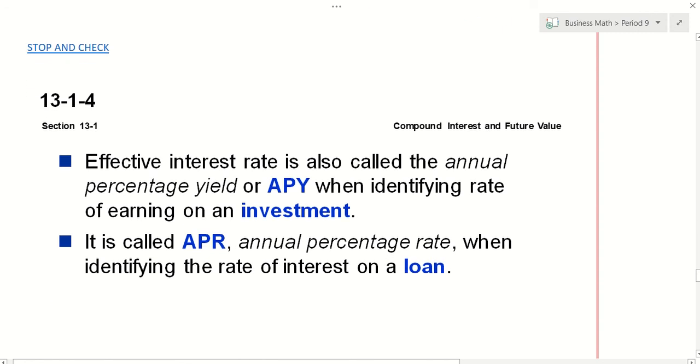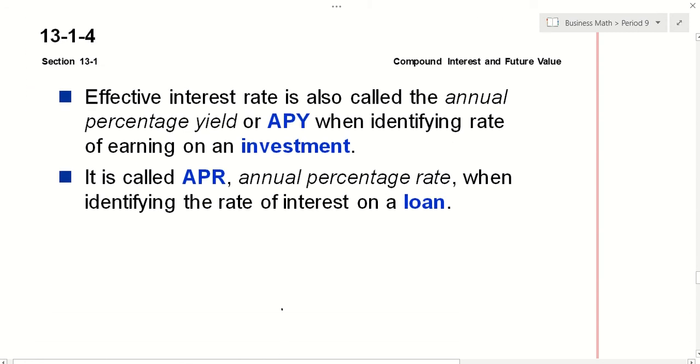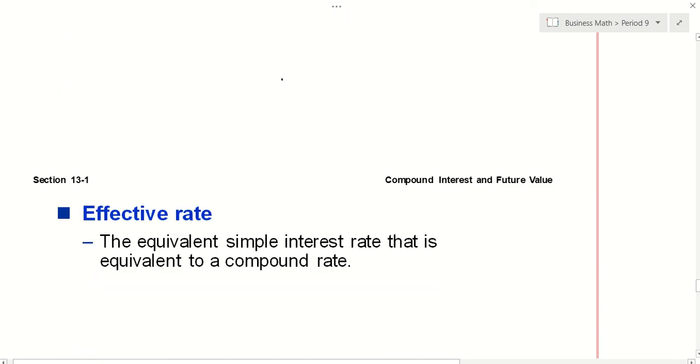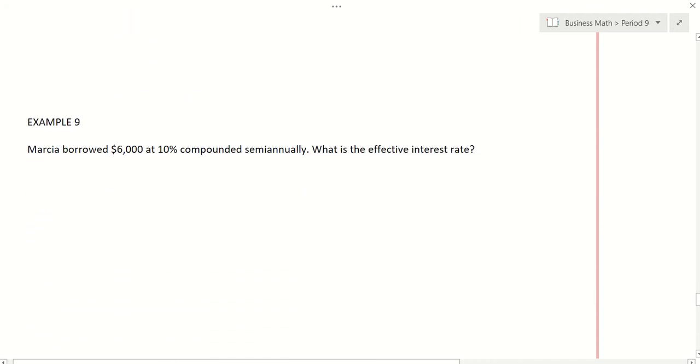Okay, effective interest rate is also called the annual percentage yield, or APY, when identifying a rate of earning on an investment. It is called APR, annual percentage rate, when identifying the interest rate on a loan. Effective rate is the simple interest rate that is equivalent to a compound rate. How do we find this?